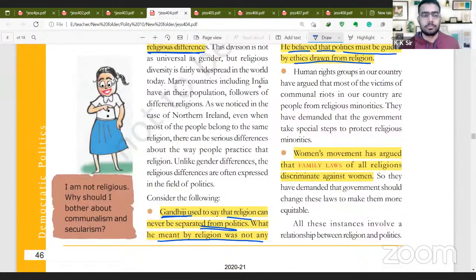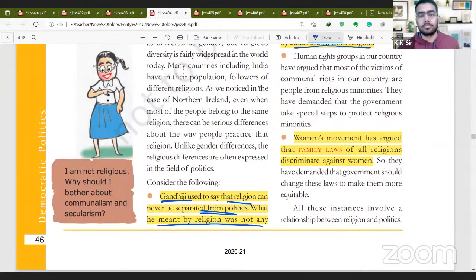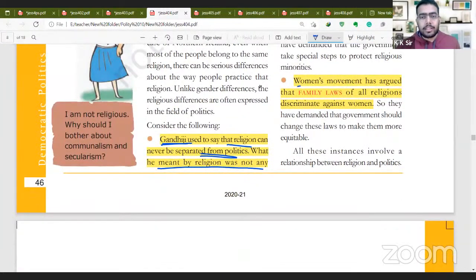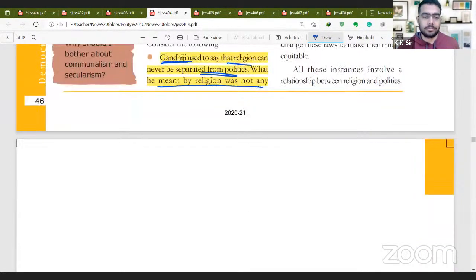Then, human rights groups in our country argued that most of the victims of communal riots in our country are people from religious minorities. जितने भी कम्युनल राइट्स होते हैं मोस्ट ऑफ द टाइम रिलीजियस माइनॉरिटीज जो होते हैं वही इम्पैक्टेड होते हैं. Women's movements say that irrespective of religion, all the family laws of all the religions are discriminating against women, whether it is Hindus or Muslims or any other religion.